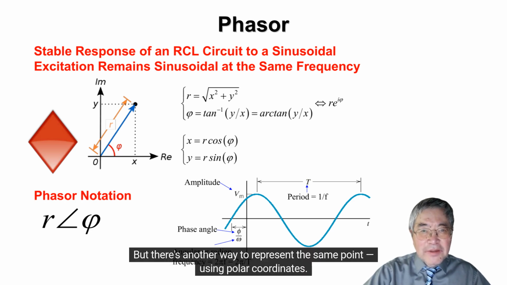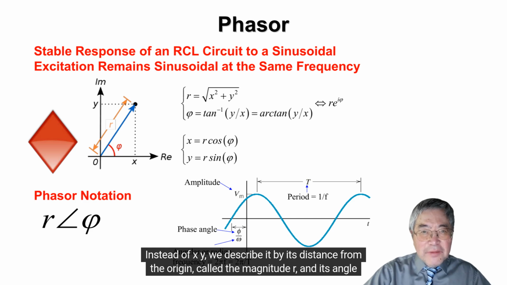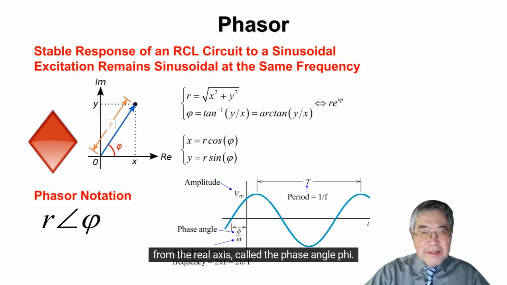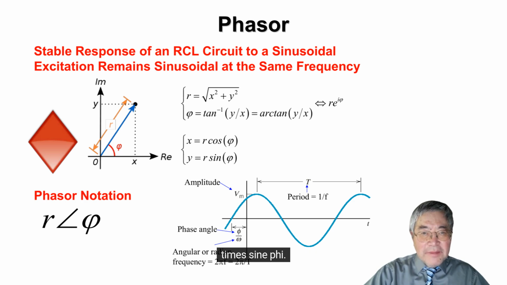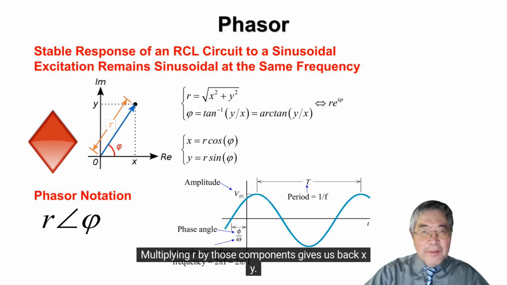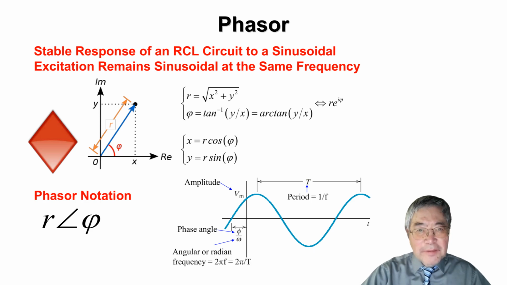But there's another way to represent the same point, using polar coordinates. Instead of x, y, we describe it by its distance from the origin, called the magnitude r, and its angle from the real axis, called the phase angle phi. Mathematically, we can write this as r times e to the power i phi. Here, e to the power i phi comes from Euler's formula, which says e to the i phi equals cosine phi plus i times sine phi. Multiplying r by those components gives us back x, y.